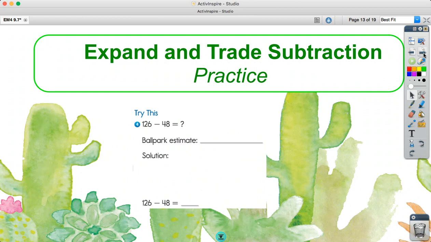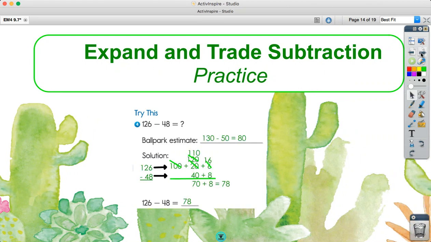126 minus 48. Keep in mind this is a bit challenging, so just try your best. Please pause the video now. My ballpark estimate for 126 minus 48 would be 130 minus 50 equals 80. 126 in expanded form is 100 plus 20 plus 6, and 48 is 40 plus 8. I make sure that I line up my places so that it makes my subtracting easier.